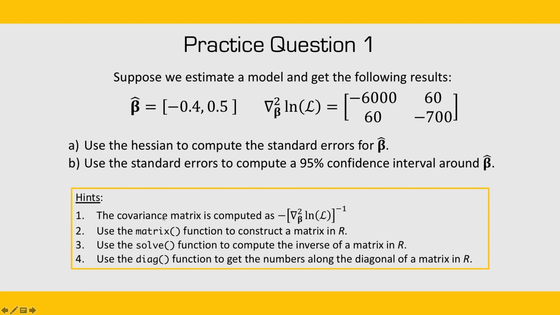For some hints, the covariance matrix, remember, is computed as the negative inverse of the Hessian. And in R, you can compute this by first using the matrix function to construct a matrix in R, and then use the solve function to compute the inverse of a matrix. And finally, you can use the diag function to get the numbers along the diagonal of a matrix.